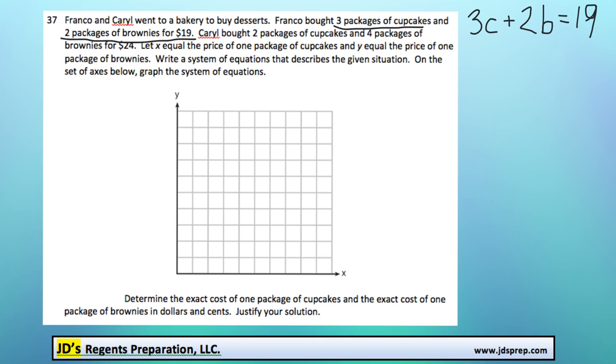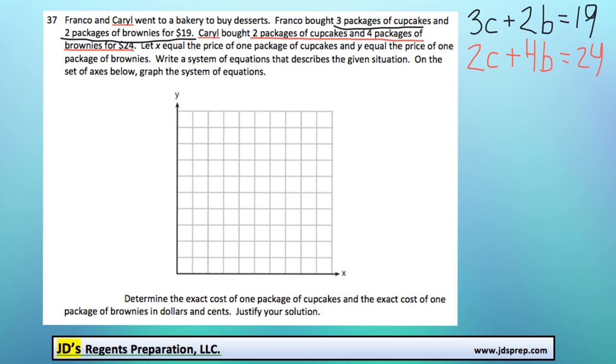Okay, the next piece of information we've got is that Carol bought 2 packages of cupcakes and 4 packs of brownies for $24. As an equation, that would be 2 times C, plus 4 packages of brownies, and the total of those were $24.